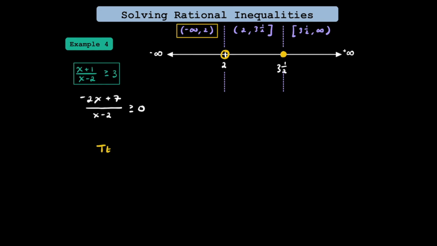For this first interval, let's test 0. Plugging in 0 to the numerator, negative 2 times 0 is 0, and 0 plus 7 is going to be 7. That's a positive value.